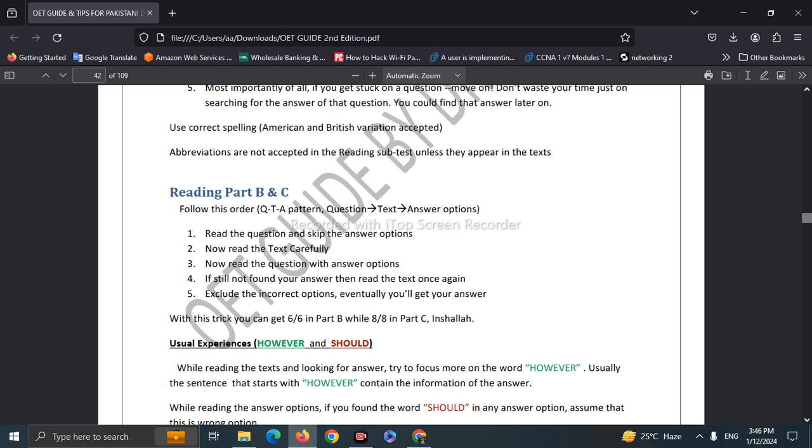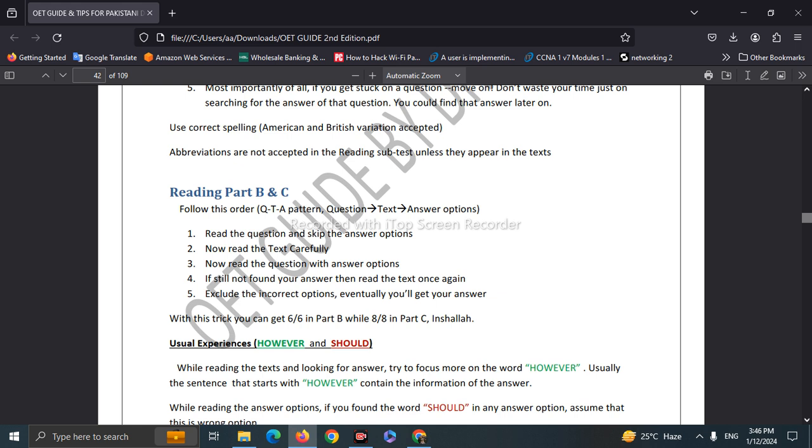I would suggest you can first read the question, read the answer, then go to the task, or read the question, read the text, and then go to the answer. Try both and see which will work for you. I personally suggest to read the question and then the answer and then go to the text.